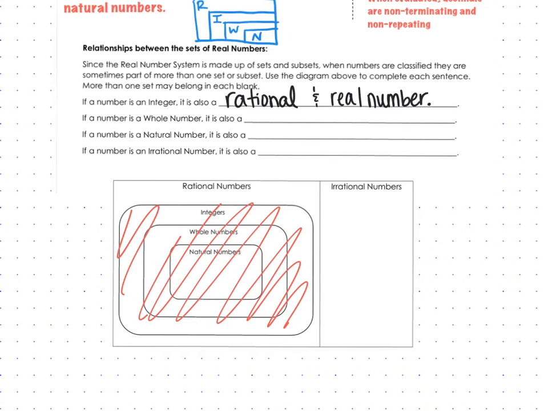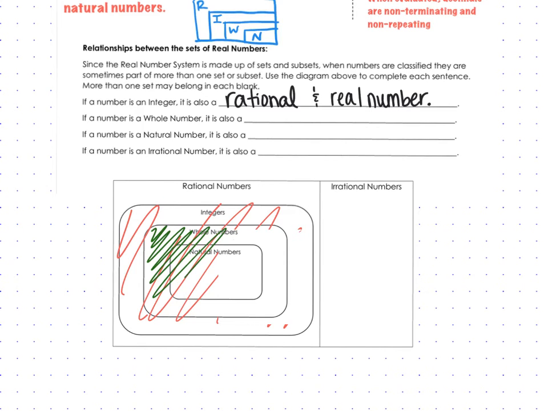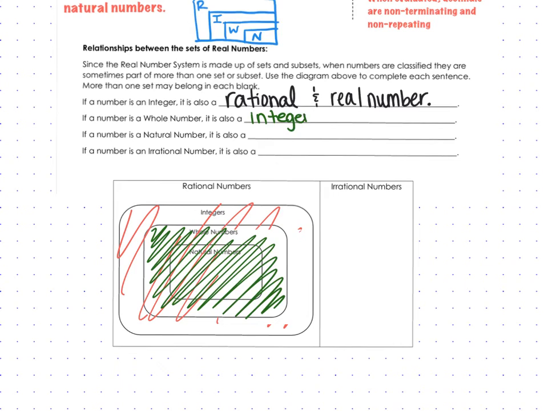So let's back up. What if the number is a whole number? Now instead of looking at the integer group, we're looking here at the whole number group. We have that box, and the question is asking, what other boxes is this inside? It is also an integer. It is also rational, and it is real.